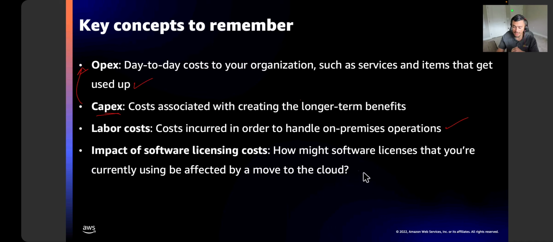And then lastly, we have impacts of software licensing, which is what we also need to understand. If we migrate to the cloud, how do those costs change? Are we moving to an AWS managed licensing model? Are we importing existing software licenses to the cloud, right? So these are costs that we need to account for as well, right?